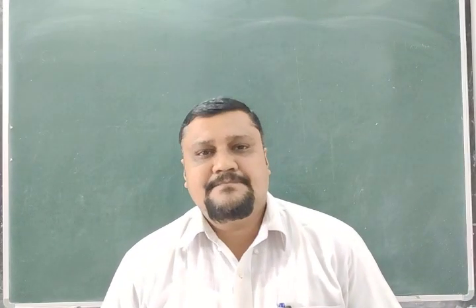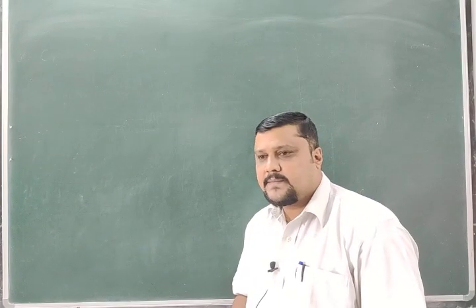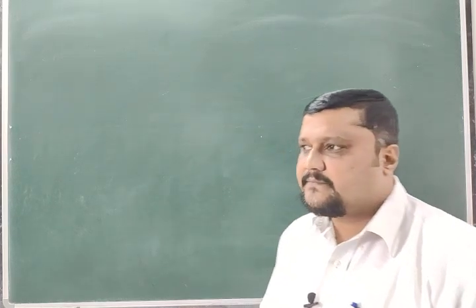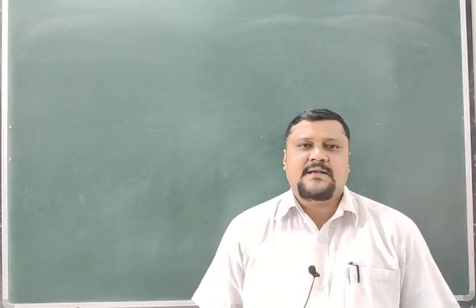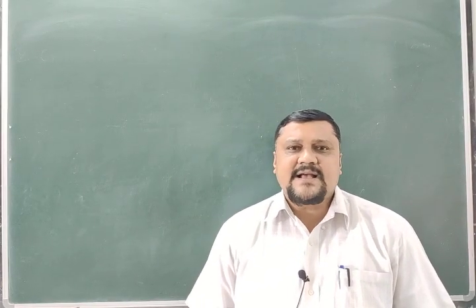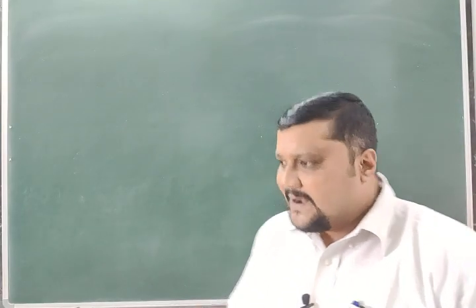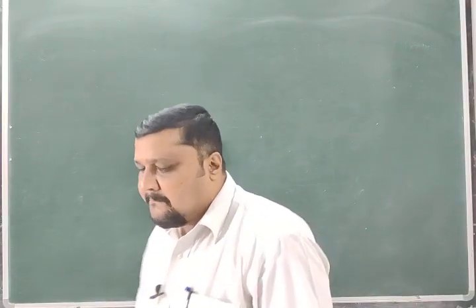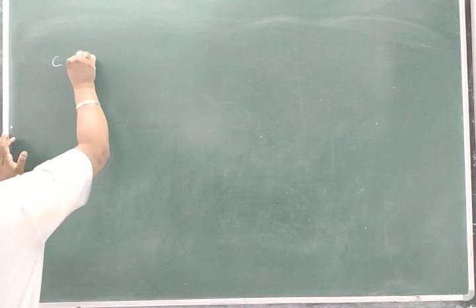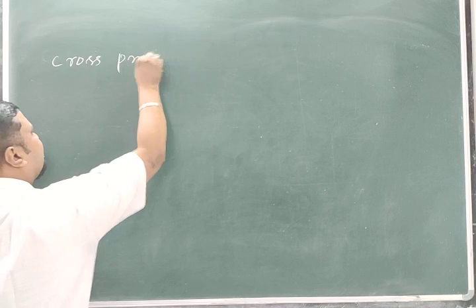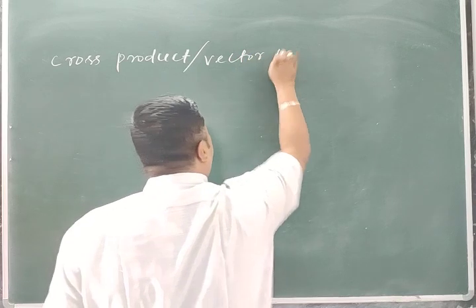In the last video, we discussed the dot product, also called the scalar product of two vectors, and the result is a scalar quantity. That's why it is also called the scalar product. Next, the other product is the vector product, or the cross product.